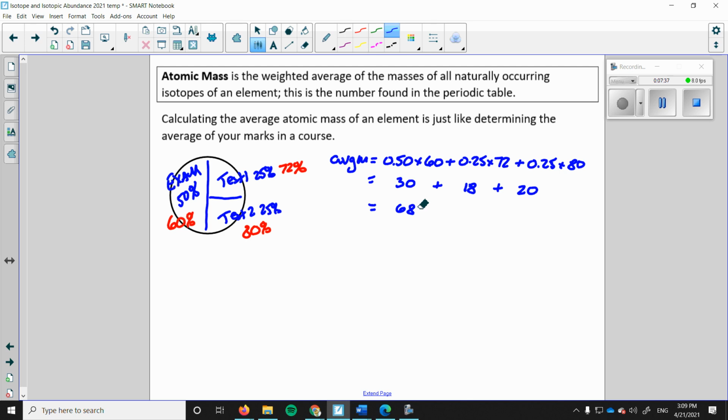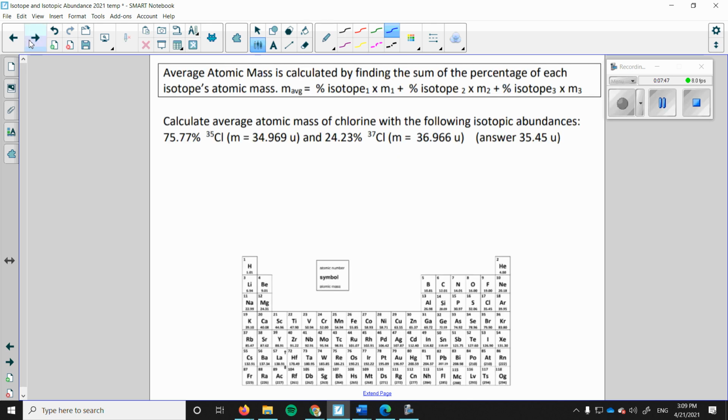And this process is very similar to how you find the proportion of isotopes in nature and how you determine the average atomic mass. So let's look at an example. Here, what we're going to do is use the same process. So we'll be looking for the average atomic mass. And here's what we know.